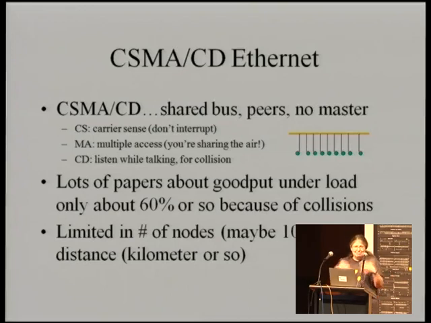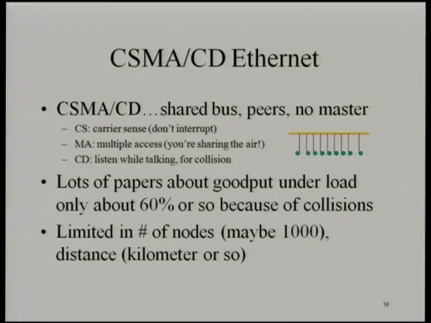It seems like most other people don't think of it this way. But CSMA/CD is: be polite, don't interrupt. Carrier sense means listen to see if someone else is talking. Multiple access means you're sharing the air, don't just talk the whole time. And CD is listen even while you're talking in case somebody interrupts you.